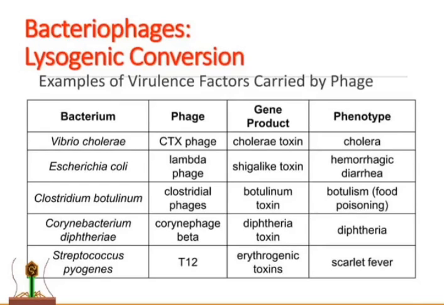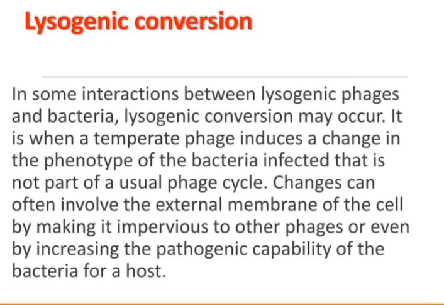Corynebacterium diphtheriae, corynephage beta, diphtheria toxin, diphtheria. Streptococcus pyogenes, their phage is T12. Their gene product is erythrogenic toxin and it causes scarlet fever.